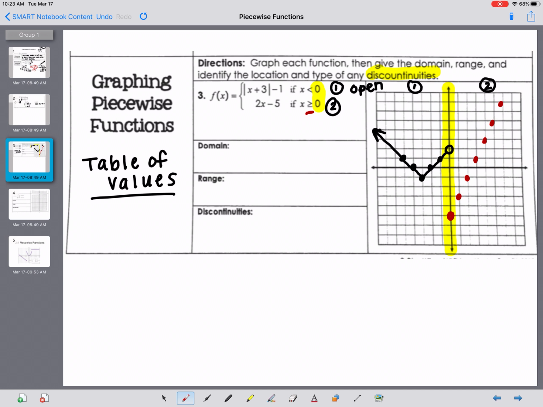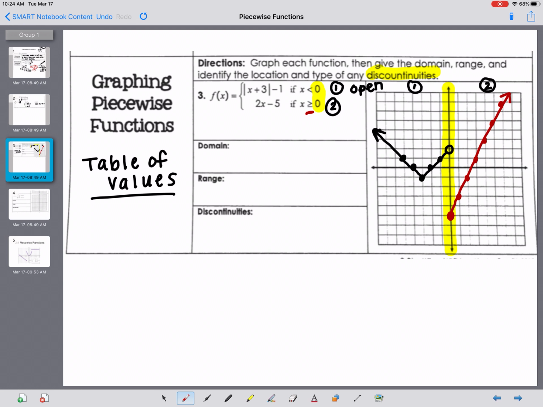Okay, now I'm not going to go down 2 to the left 1 because remember, that highlighted part is where it's starting. So I only want basically half of this function. All right, so here's my graph. Let's talk about the domain of this graph.